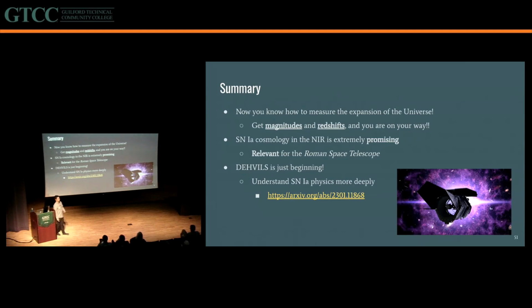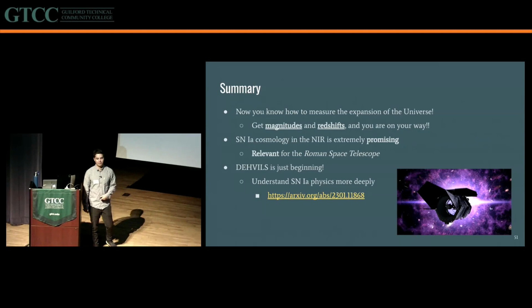I'll tell you, type 1a supernova cosmology in the near-infrared is extremely promising, and it's incredibly important for the Roman Space Telescope, right here. If you haven't heard of the Roman Space Telescope, it'll be NASA's next flagship mission launching this decade. In my mind, it'll be so much better than JWST. But it's going to observe in the near-infrared, and we think that DEVILS is very important for preparing for the Roman Space Telescope. And with that, DEVILS is just beginning, and we're just hoping to understand the physics of these supernovae so much more deeply.